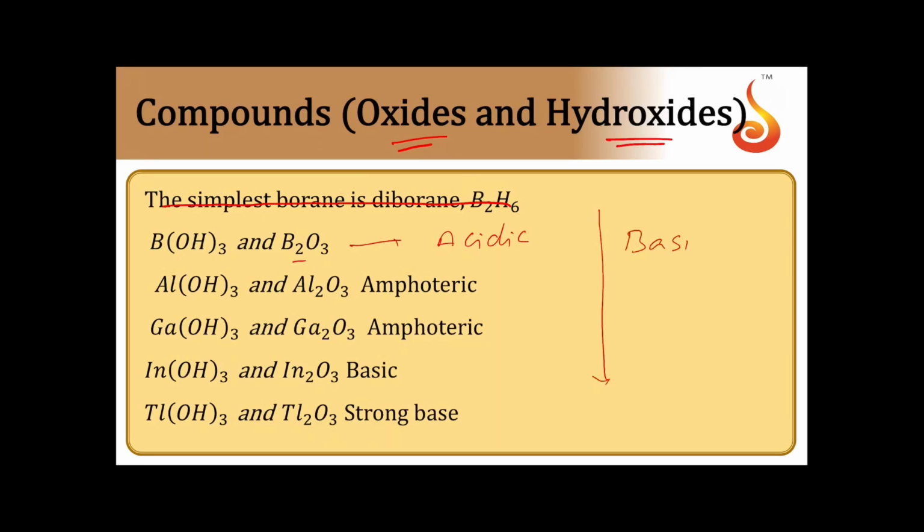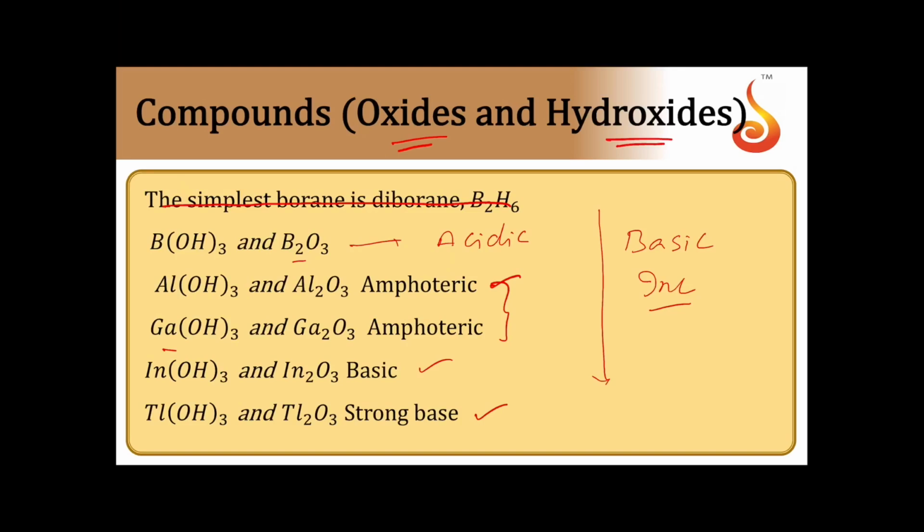So down the group, you can see basic property increases. Aluminium compounds, both hydroxide as well as oxides, are amphoteric in nature. Even gallium compounds, both of them, are amphoteric in nature. Indium oxide and hydroxide are basic in nature, and lastly, thallium compounds are strongly basic in nature. So the basic property of oxides and hydroxides increases down the group.